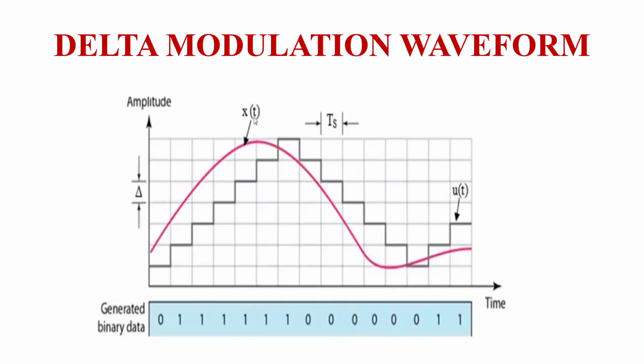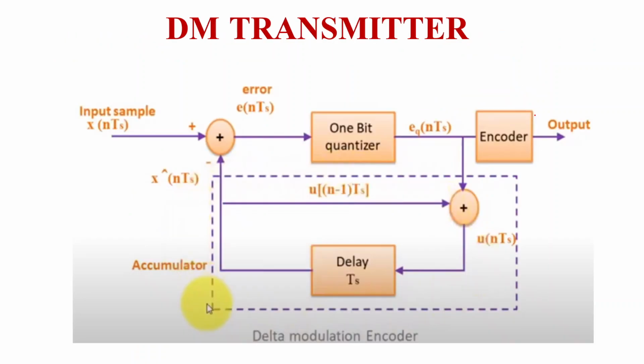It shows the waveform of delta modulation when x of t is greater than u of t, when x of t is less than u of t. You are going to consider only these two cases. When x of t is greater than u of t, 1 is transmitted. When x of t is less than u of t, 0 is transmitted.